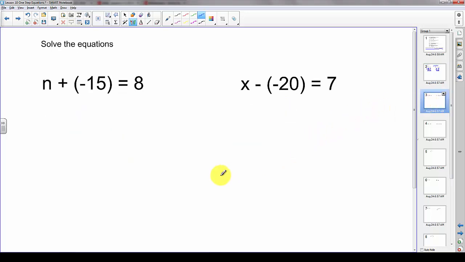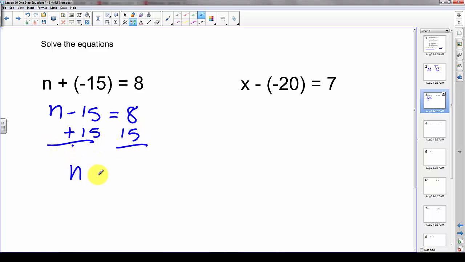Now, if we talk about negative numbers, there's a couple of ways to do this. Since this is adding, we can subtract a negative 15, but I prefer to rewrite the equation. I know an addition of negative 15 is the same as subtracting 15. So I've rewritten the equation, and I know to undo a subtraction of 15, I add 15 to both sides of the equation. So in this case, I have n equaling 23.